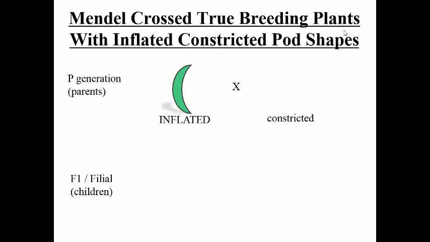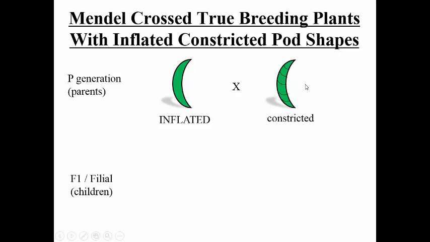And he crossed them. So if he had two plants, one with an inflated pea pod, almost like it was blown up like a balloon here, and one that was crossed with a constricted pod, which looks like a balloon that the air got sucked out of it. And so you see, you know, sort of these striations where the outer edge of the pod is very tight around the seeds.